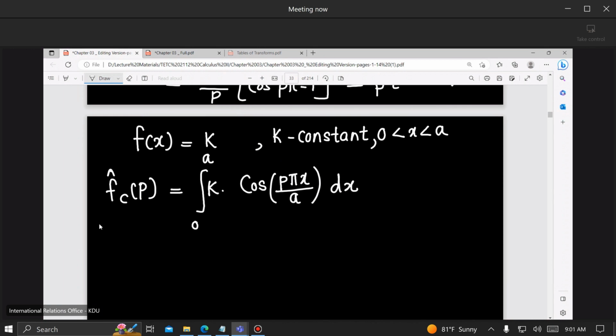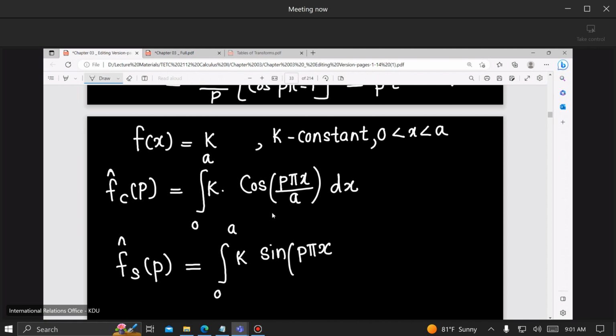If we are asked to find the finite Fourier sine transform, then it is also k times sine p phi x over A dx. So just practice with this type of problem when the value of k is equal to something and the value of A is equal to something.